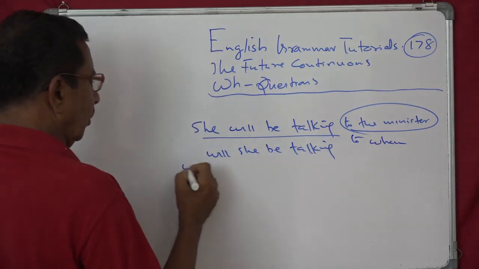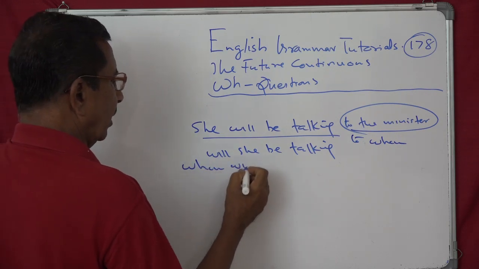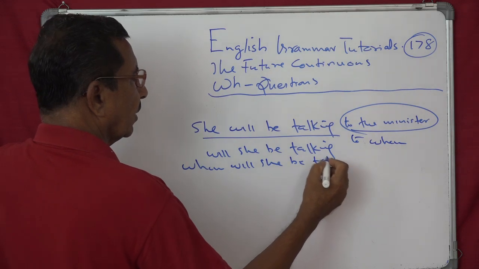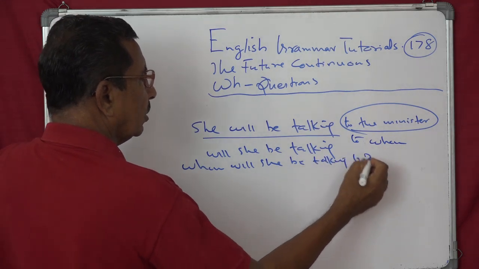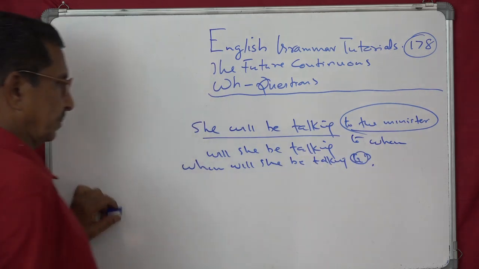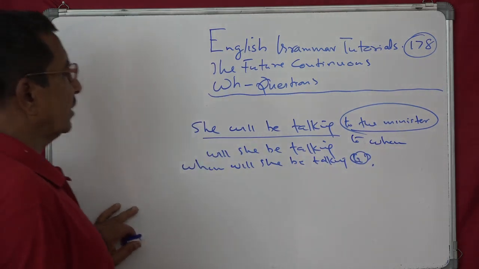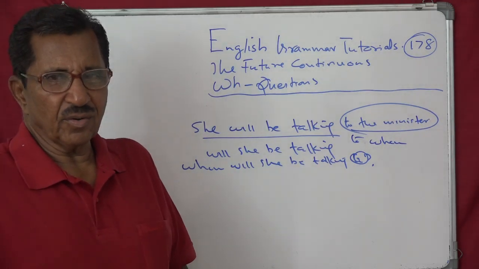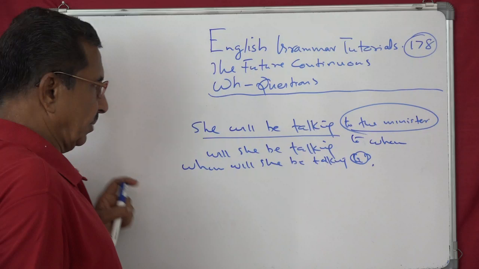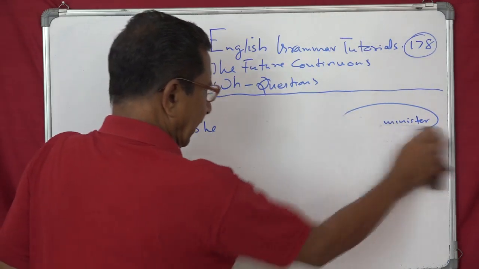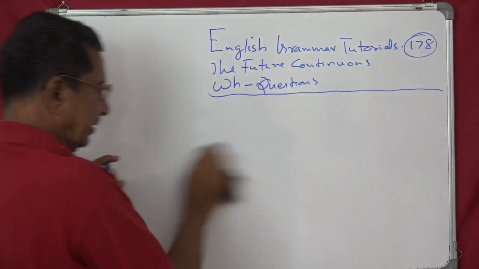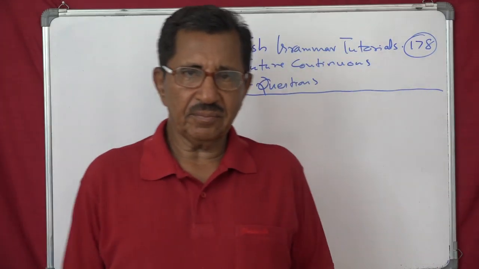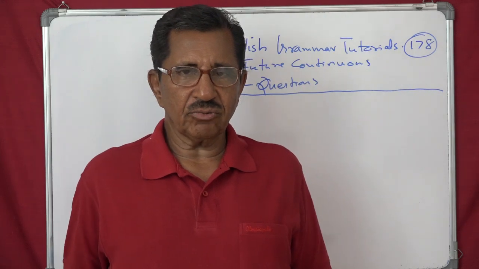Bring it here. Then whom will she be talking? Talking to, or just talking will do. Or to whom will she be talking? It's also possible. To whom? Usually we don't do that. It's not necessary. Whom will she be talking? That's the one. Okay. And next. Let's do a few more examples, then it will be alright. So what is the next one you want to do?